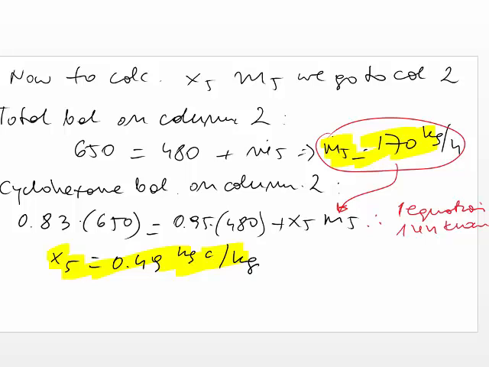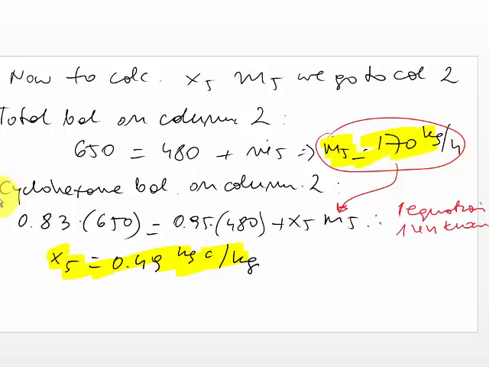To calculate M5 and X5, we have to go to column number 2 and perform the total mass balance on column 2. Input 650 is equal to output 480 plus M5, one equation with one unknown, and M5 is equal to 170 kilograms per hour.